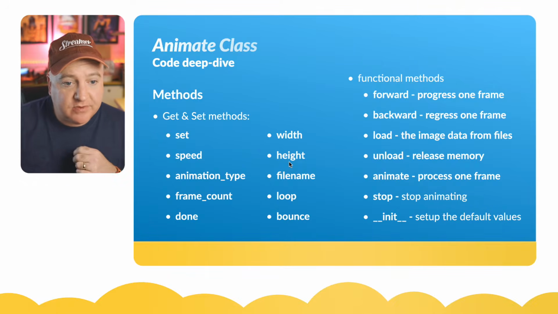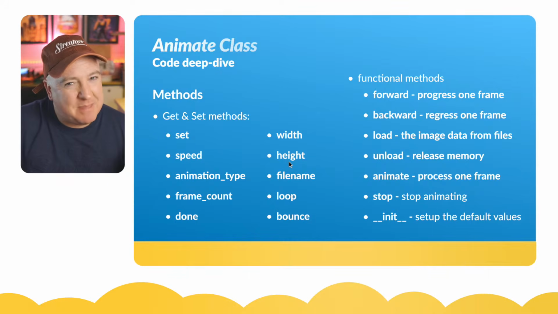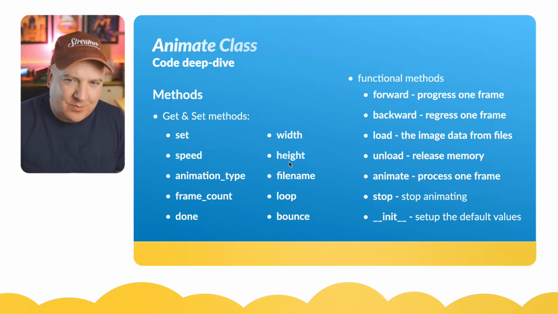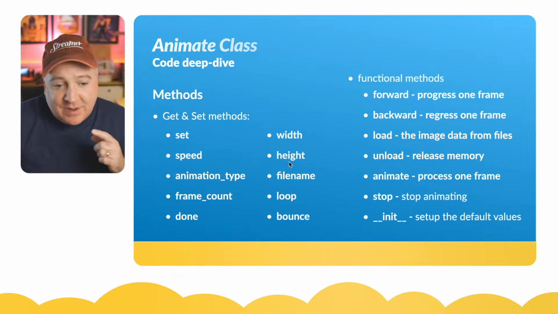The functional methods, forwards and backwards, just progress or regress one frame at a time. Again, maybe a little bit over-engineered. I thought that might be more complicated when I originally wrote this. So you could probably just write, because it's just a single line of code, frame plus equals 1 or frame minus equals 1, current frame. Then we have load and unload.